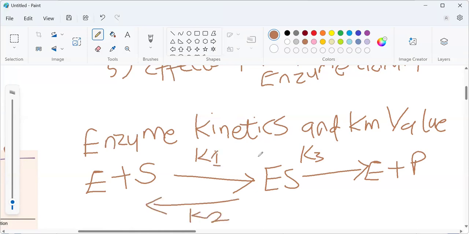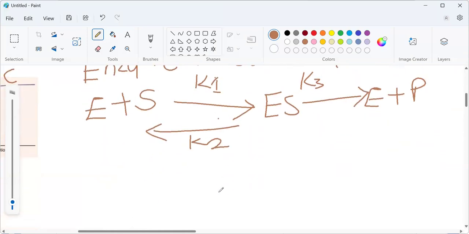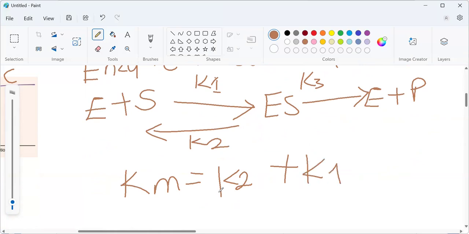Here you can see that K1, K2, and K3 represent the velocity constants for the respective reactions. Km is the Michaelis-Menten constant, or Briggs-Haldane constant, depending on what name you want to use, and it's given by this formula. The Michaelis-Menten constant equals (K2 + K3) over K1.